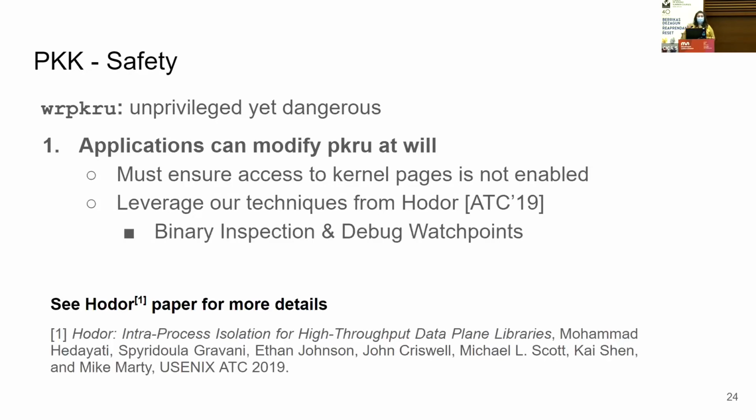Basically, whenever we map a page as executable, we first inspect it to identify any opcode of the WRPKRU instruction. And if we find any, we place a debug watch point that will get triggered if and when executed. At that point, when it gets triggered, we will examine whether access to kernel domains is enabled. And if yes, we will just trap so that we prevent that. For more details, I will refer interested people to the HODOR paper.